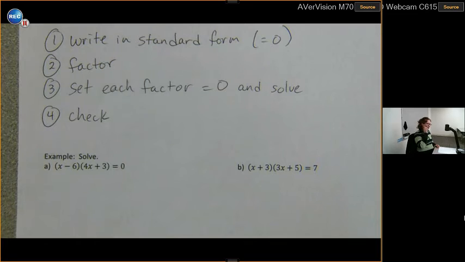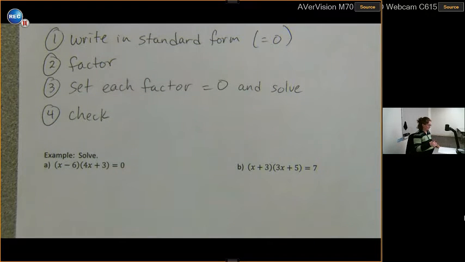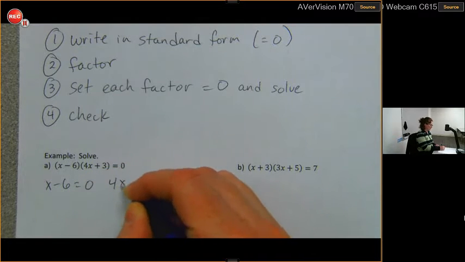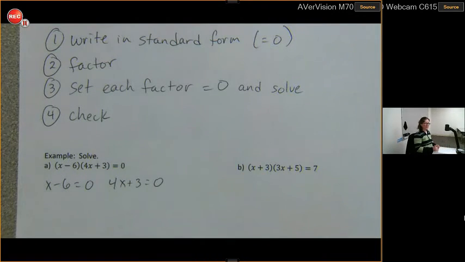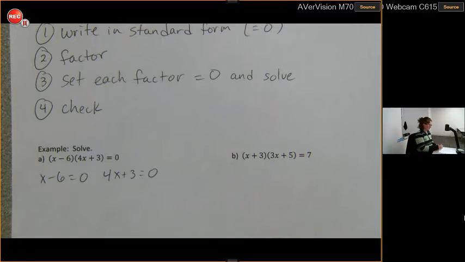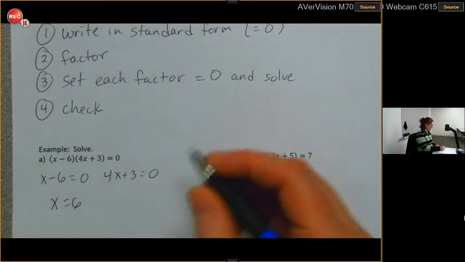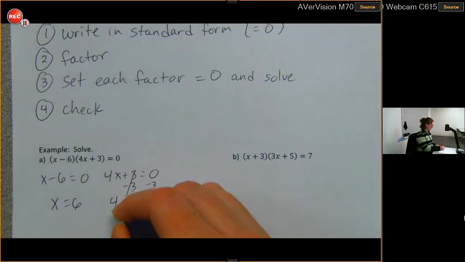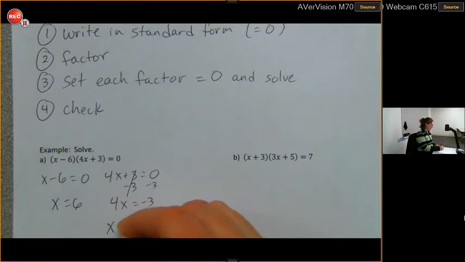So example part A, it's actually already kind of started for us. It's already been factored and it equals 0. So we're ready to go on to step 3, where you set each factor equal to 0 and solve it. So we get x equals 6 and x equals -3/4.